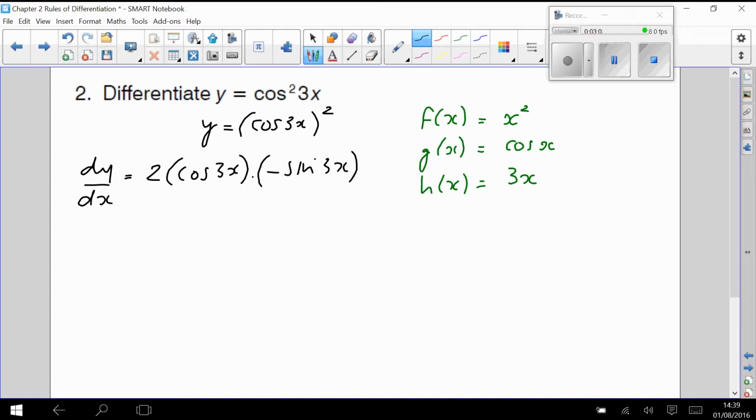And lastly, multiplying that by my last derivative, which is the derivative of h of x, I must multiply that by 3. Once again, this is not a necessary step for you to do, but just so that it looks neater, I'm going to write that as minus 6 cos 3x sine 3x.